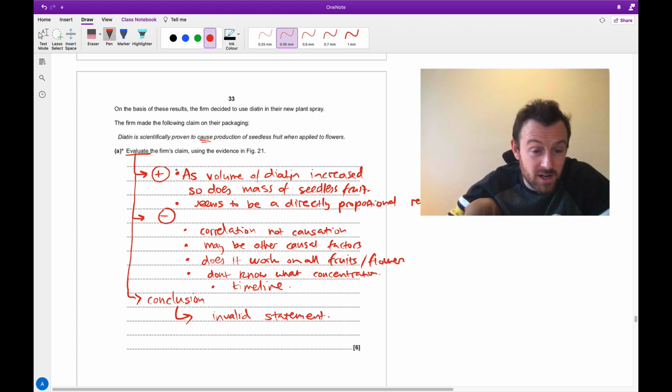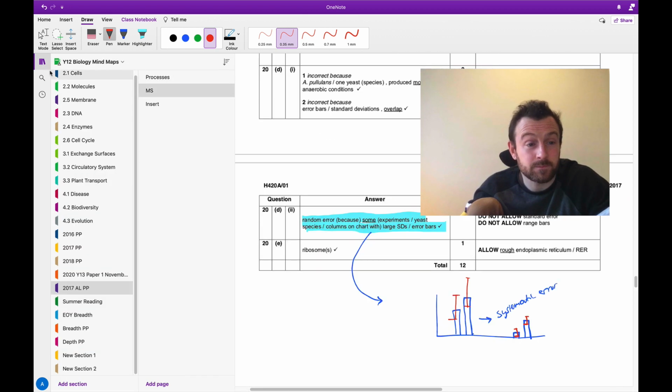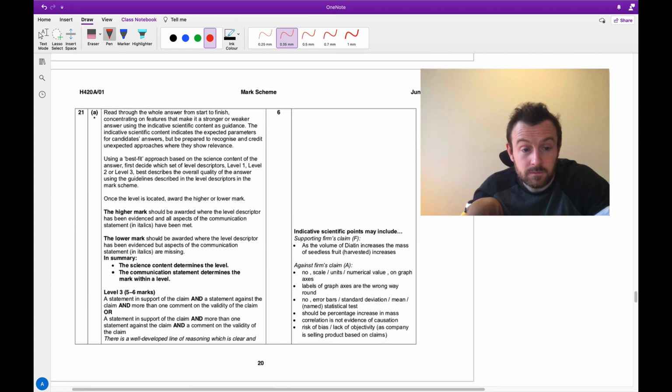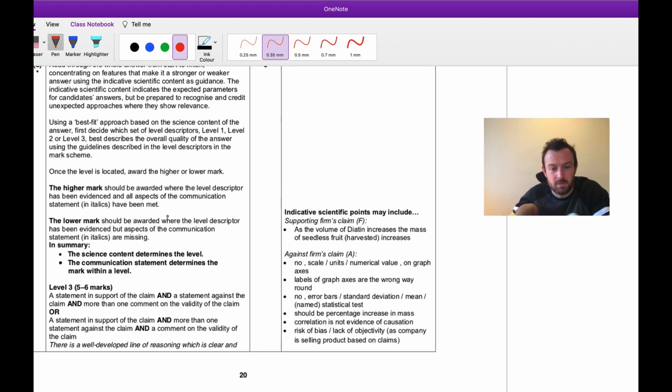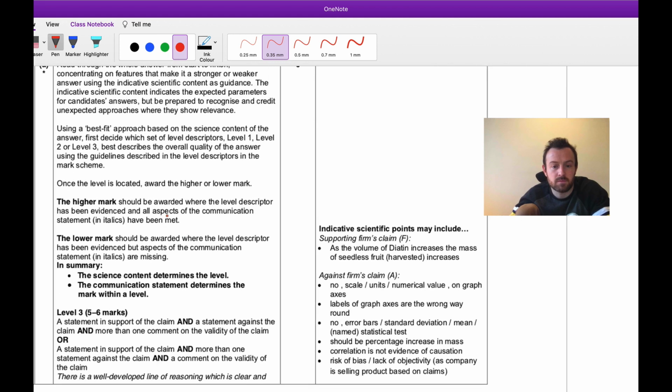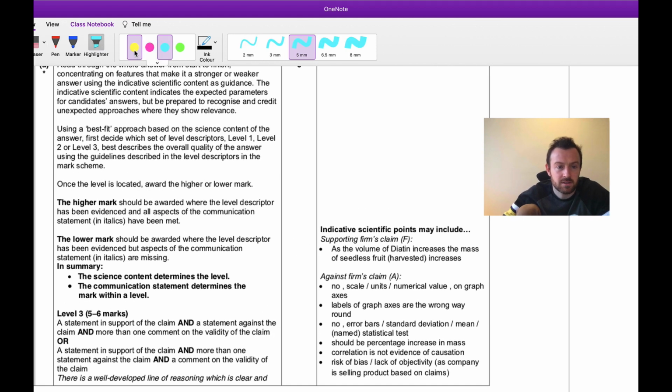Okay, so I've sort of tried to go for 2 positives, 4 negatives, and a conclusion. Let's have a look at the mark scheme and see how I would have done in this answer. So let's first of all look at the level descriptors. I'll zoom in a little bit here. There's loads of things I missed. I can already see things I missed.